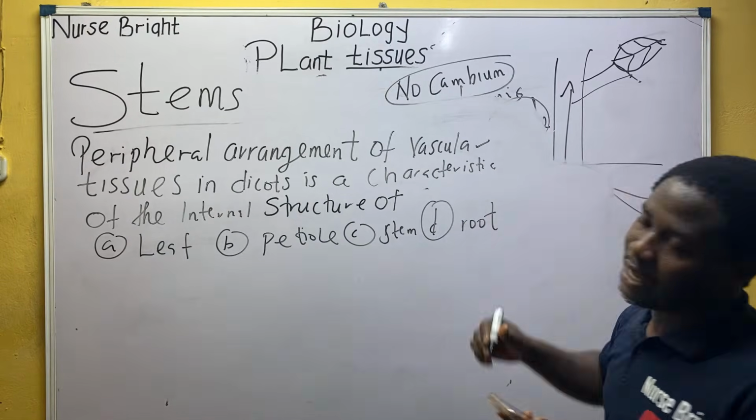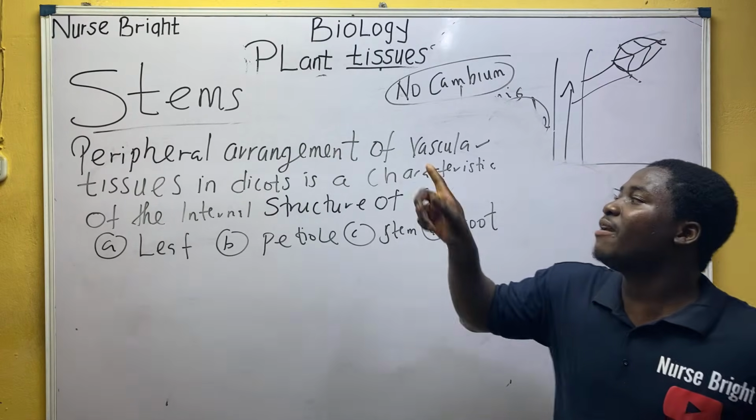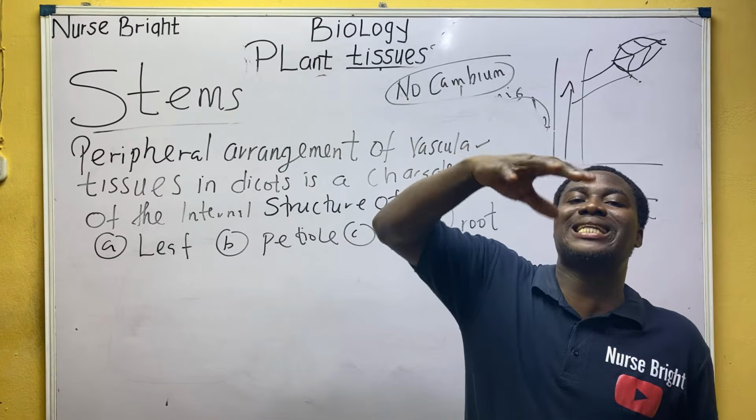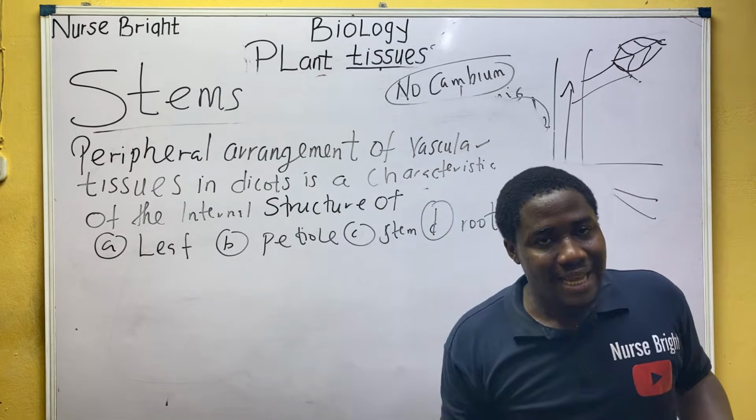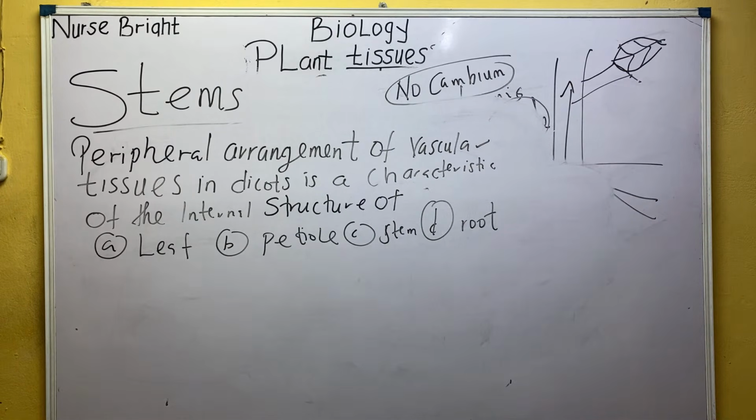First of all, as a student, you have to know what periphery means. What does the word peripheral mean? That's how we can answer this question. It's a very cheap one. Peripheral means something that is towards the outer part and arranged in a ring format. Then I said peripheral arrangement of vascular tissues.